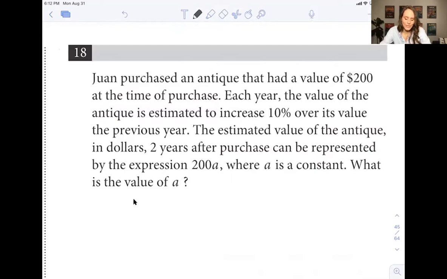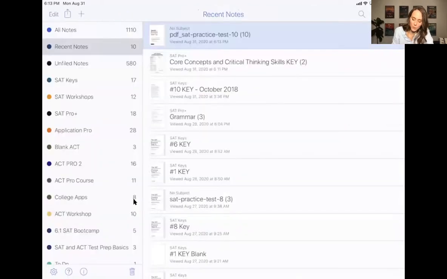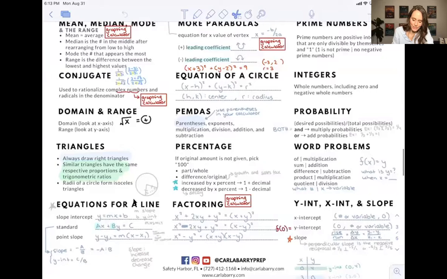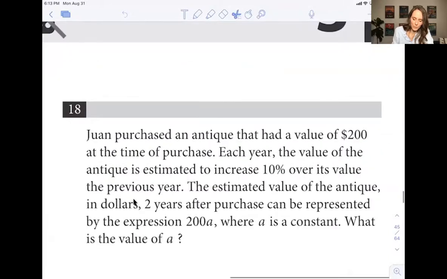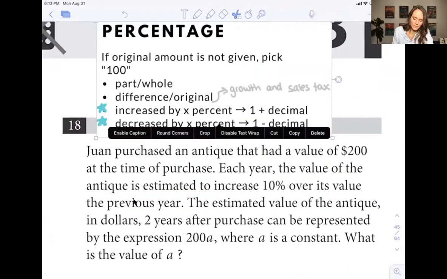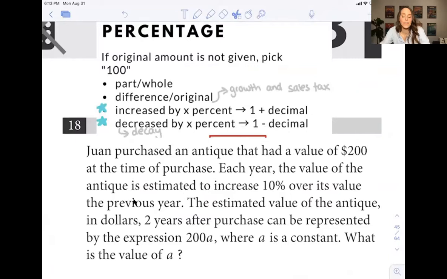So for 18, this is a percent question, and this is also a core concept, no surprise. I'm like a broken record with these core concepts, but they're so important and they're not going away. So let's just see here what we need to know. So for percent problems, if the original amount is not given, we're gonna pick 100. Doesn't matter if it's reasonable or not. If they say, I drink X number cups of coffee a day, we're gonna say, I drink 100 cups of coffee a day and work with that.